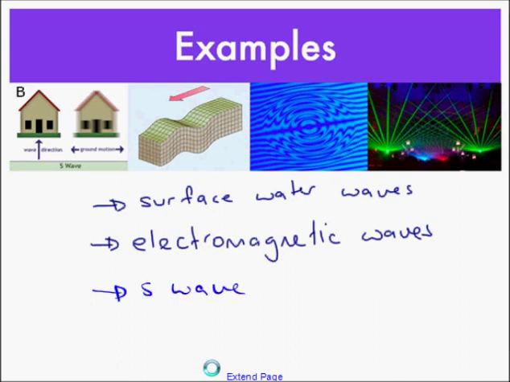You can remember an S wave is transverse because of the shape of the S. It looks like a transverse wave. So the S wave is from an earthquake. The other one is a P wave. So there's three types there. Electromagnetic obviously covers visible light, microwaves. There's a whole lot of different types there.